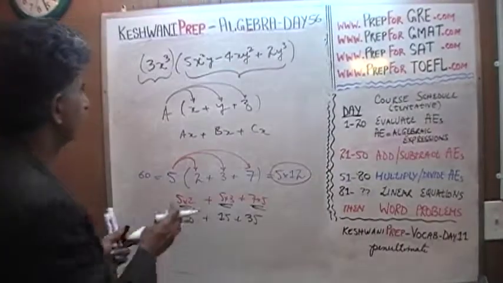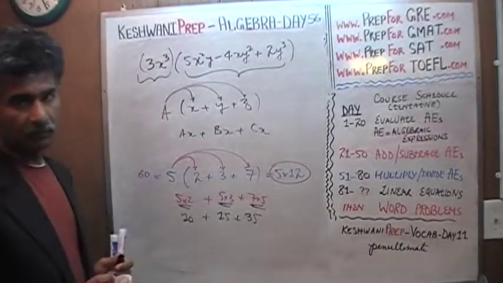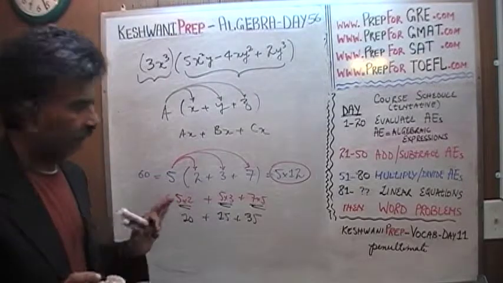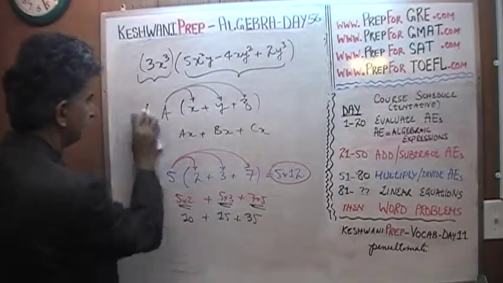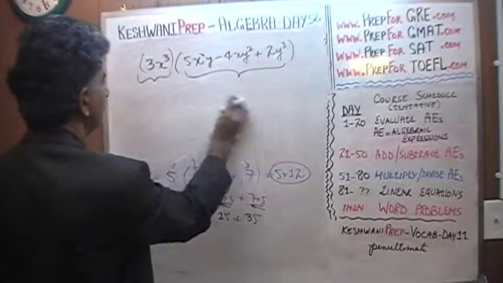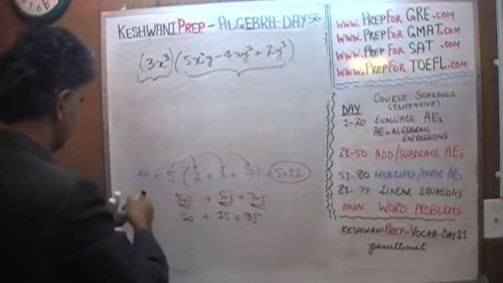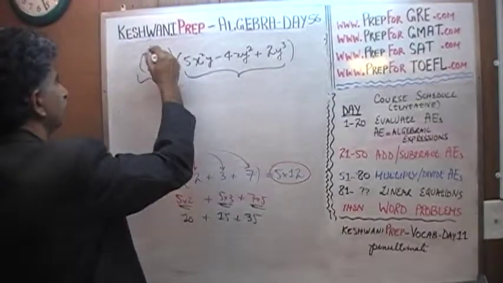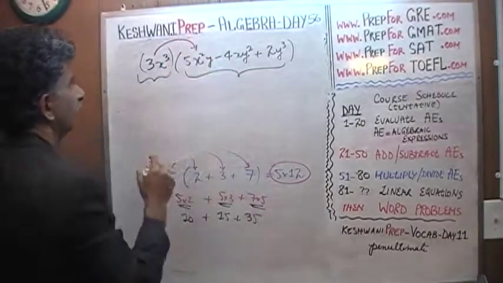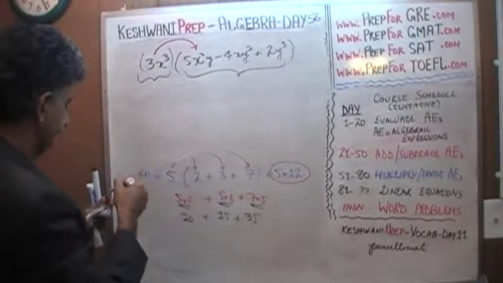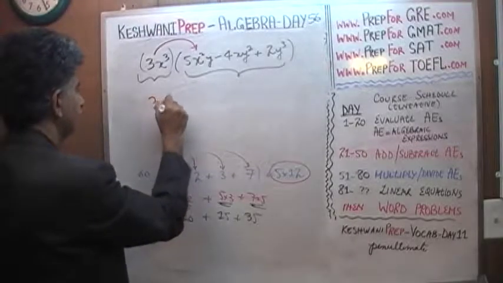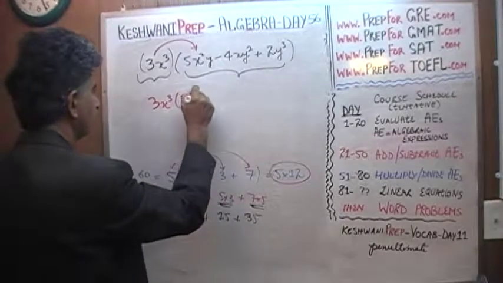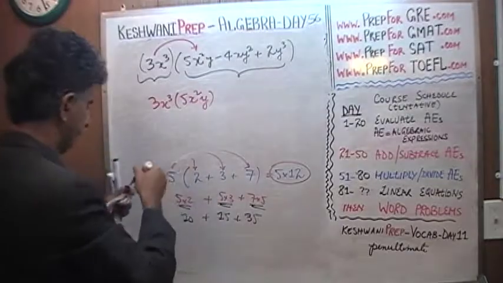The only difference is here, the terms are more complicated, but the principle does not change. The principle is the same idea. So let's do it then. So first we have to do 3x cubed times 5x squared y.